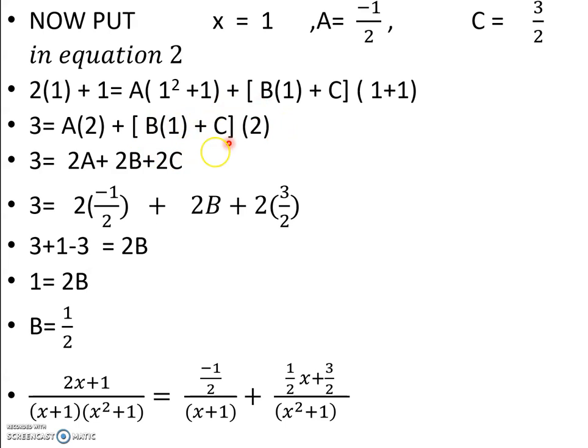Here 2 is multiplied with the whole bracket: 2b plus 2c. Now 2A is there. Now we have to put A is equal to minus 1 upon 2, c is equal to 3 by 2.